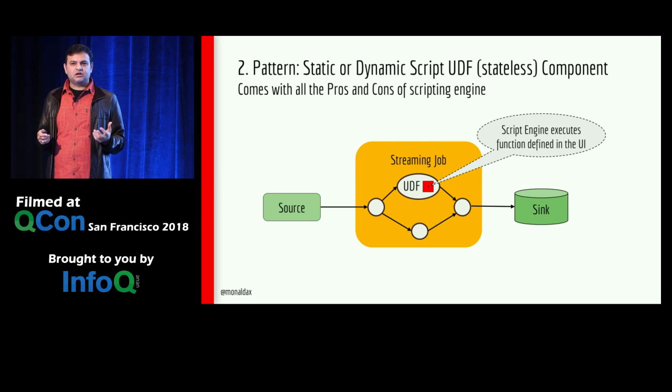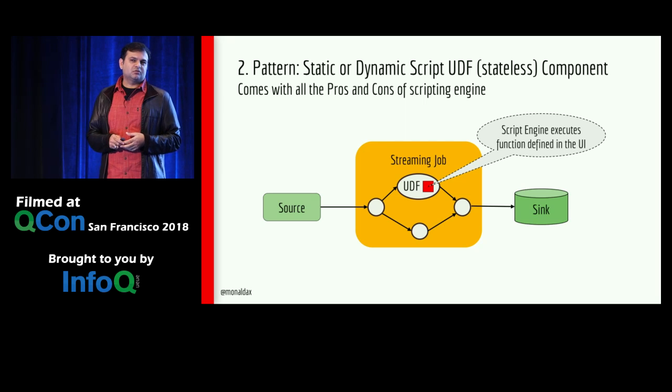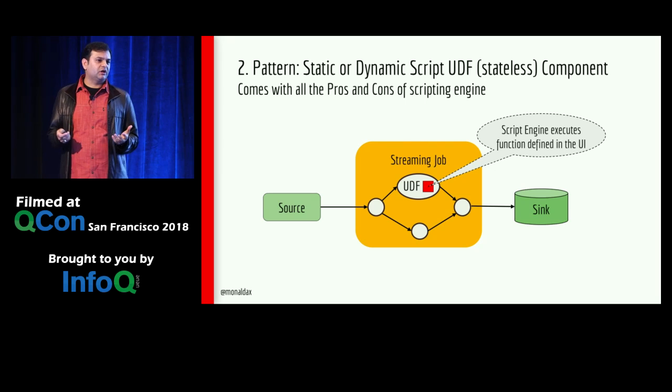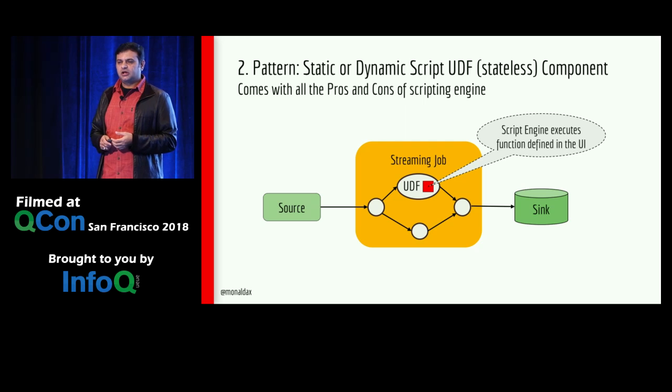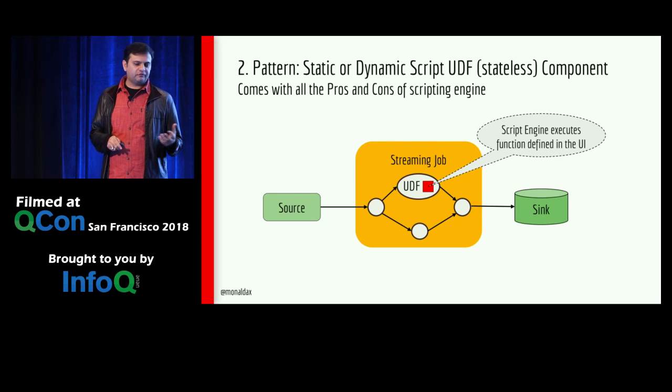The downside is all the cons of using a scripting engine, right? You're going to introduce latencies. People can write any code, so you need to have the right kind of isolation on it. And because we run in containers and every job is its own, it provides some degree of isolation there.